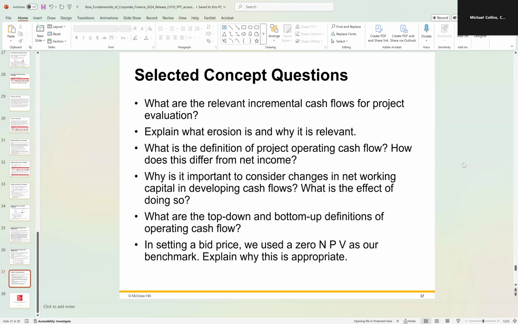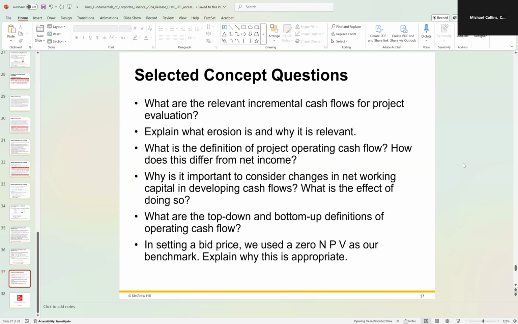Selected concept questions. Things we'll discuss in further review before our final exam. What are the relevant incremental cash flows for the project? Explain what erosion is and why it is relevant. What is the definition of a project operating cash flow? How does this differ from net income? Why is it important to consider changes in net working capital in developing cash flows? What is the effect of doing so? What are the top-down and bottom-up definitions for operating cash flow, which will be on a future exam?